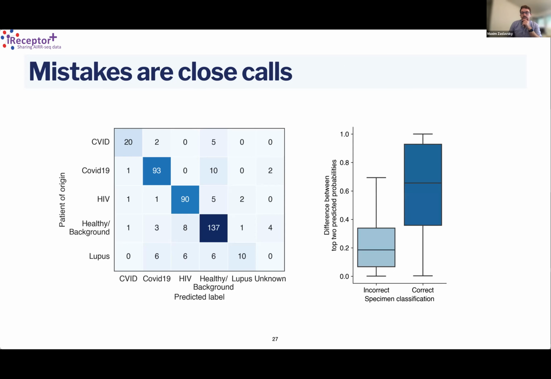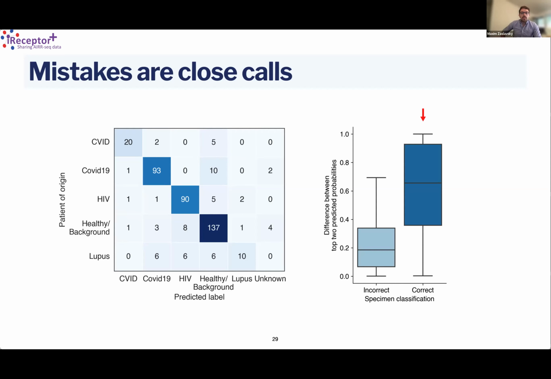Notably, the cases where classification was less accurate is also where the model is less confident in its prediction. So on the right here, we've plotted model prediction confidence as measured by the difference between the top two predicted class probabilities. A higher difference implies that the model is more certain in its decision to predict the winning disease label, whereas a low difference suggests that the top two possible predictions were a toss-up. The left bar here is for incorrect predictions, and you see there was less difference in the predicted probabilities assigned to the top two classes, whereas the right bar is for correct predictions, which had more difference in predicted probabilities assigned to the top two classes.